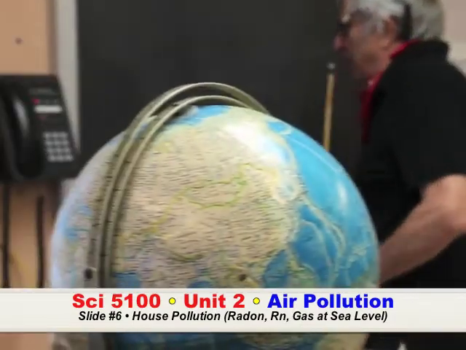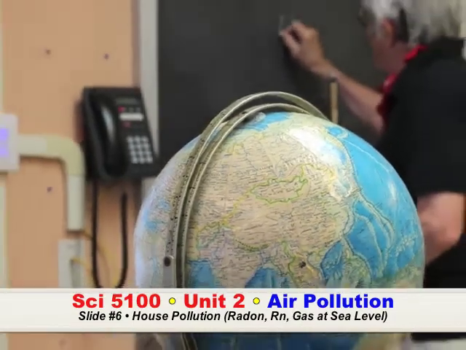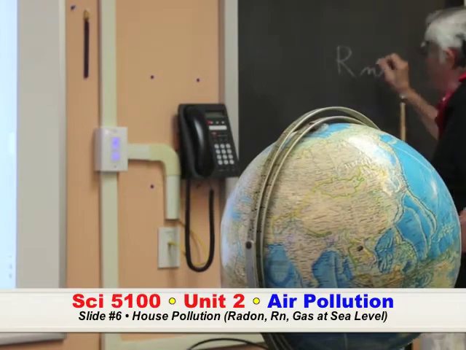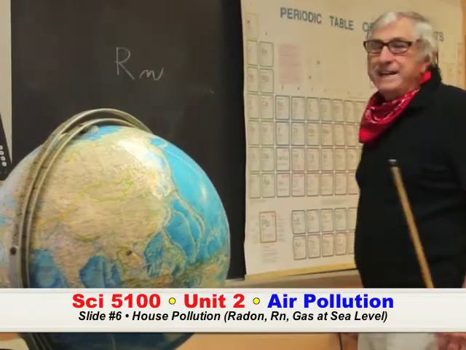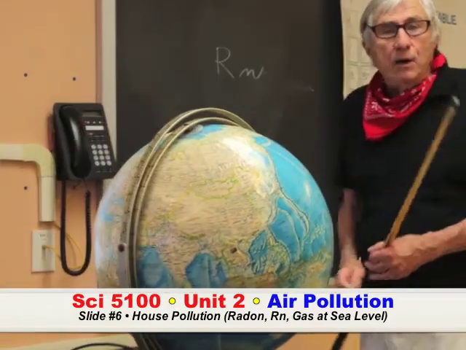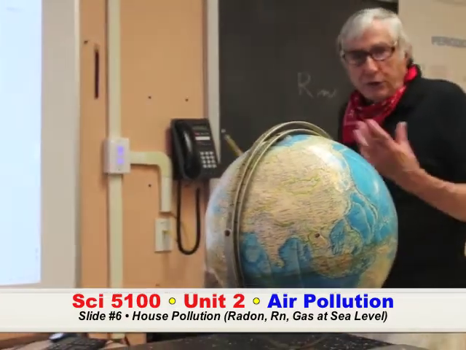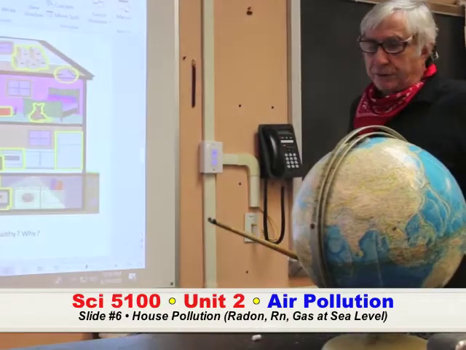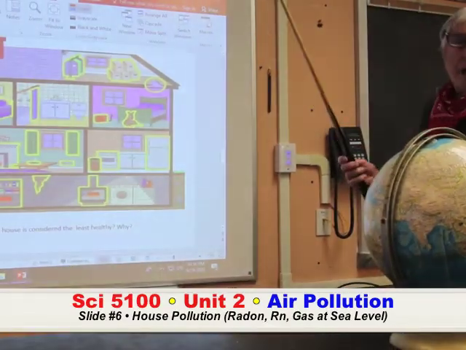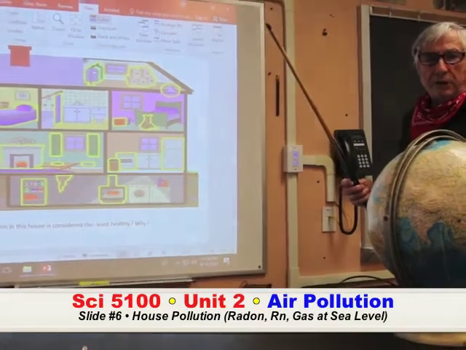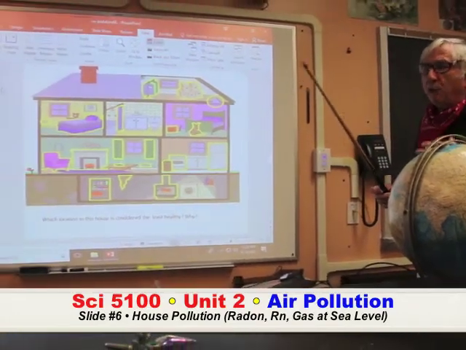When they write these elements, and there are more than two letters, the first one is always printed high, and the second one is always script. So that would be the symbol for radon. Now, radon is a radioactive element, which means it's unstable and it releases radiation. We have in the environment a normal amount of radioactive substances and radiation, which is perfectly normal.